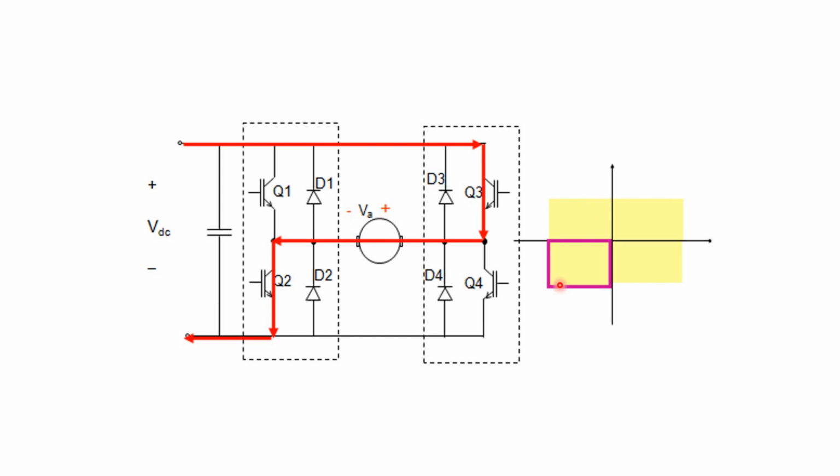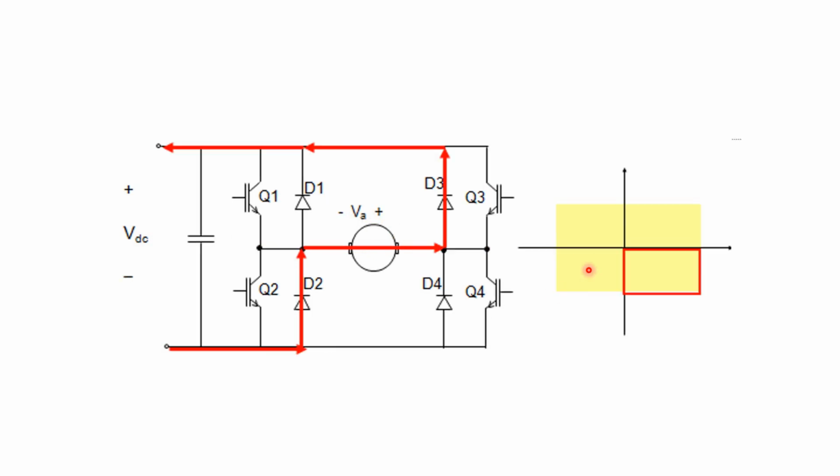In the case of third quadrant operation, switch Q2 and Q3 are in on state. The current flows from positive of the supply through Q3 through the motor, then it reaches negative via switch Q2. The current IA and VA are negative. Hence, it operates in the third quadrant.